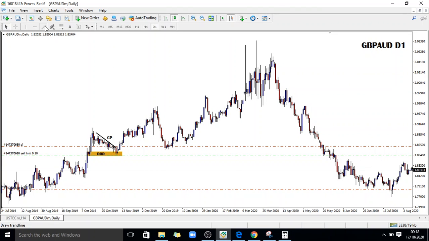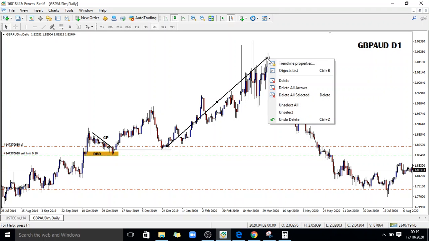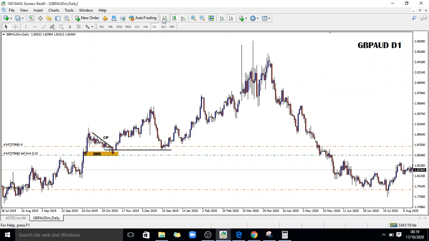Now here we have what we call a QML right there. So this QML here, this QML level, it's an inverted QML. So the inverted QML caused a reaction to occur. Price just continued going up. It continued rallying, as you can all see.